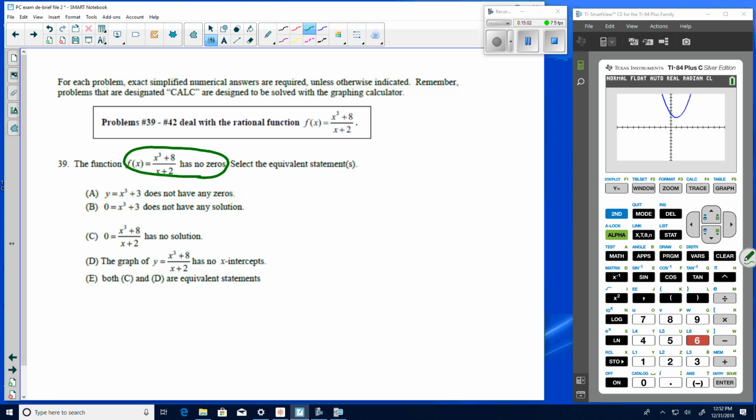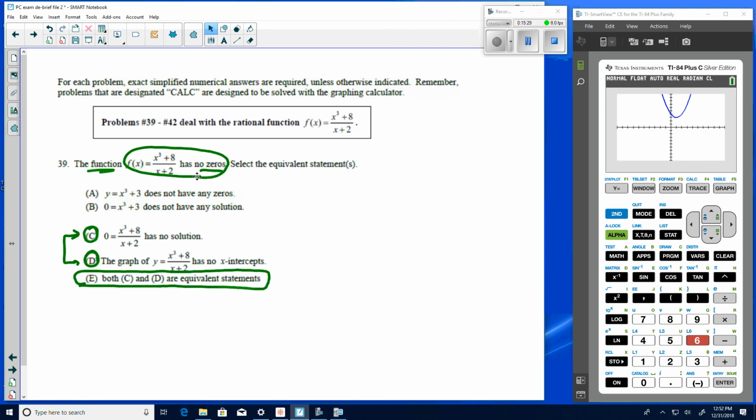So what does this mean when it has no zeros? What it means is that the graph has no x-intercepts. We've got that. And the fact that this equation, right, equals 0 has no solution. So these are the two that are synonymous with a function having no zeros. The correct answer is E. Okay. And again, you might want to go back and look at your warm-up. That was actually given to you earlier in the exam.